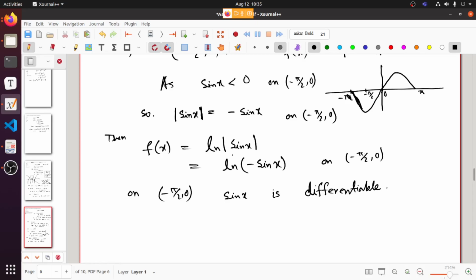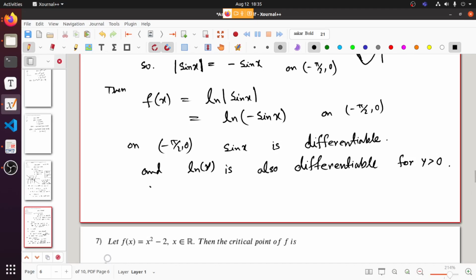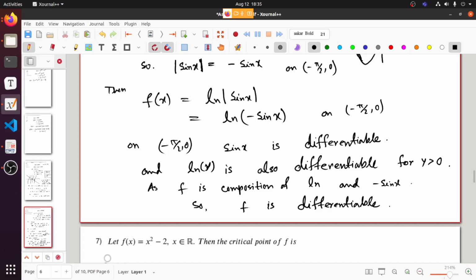And mod of sin x makes it positive, and the domain of log is always positive, because here its mod is given, and ln y is also differentiable for y greater than 0, right? So f x is simply the composition of these two. So f is the composition of ln and minus sin x, and both are differentiable, and as the composition is differentiable, f is differentiable on minus pi by 2 to 0, right?